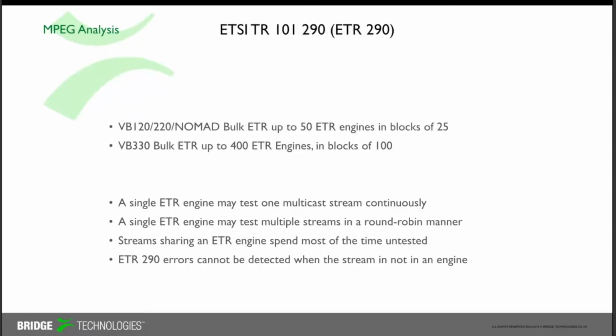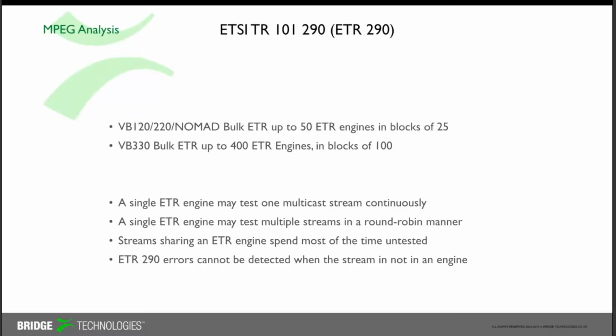And of course, it goes without saying that if a multicast or an RF channel is not currently in the engine and it sees some errors, then the probe will not be able to detect those errors. And that makes sense. So you have to trade off reliability. How often do you want to test your ETR 290 tests? Do you want to do them 24/7? Is your stream so important that you need to do it 24/7? Or can you afford to maybe let half a dozen streams share one engine?